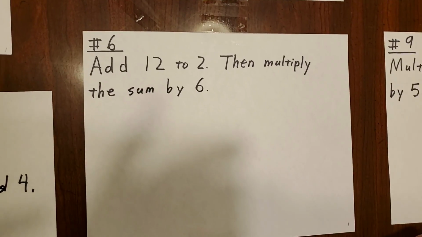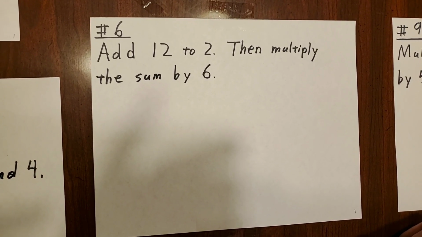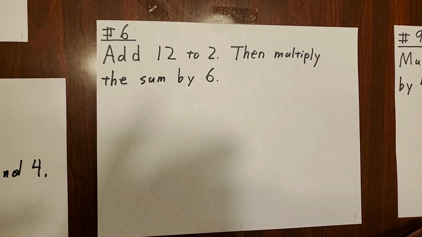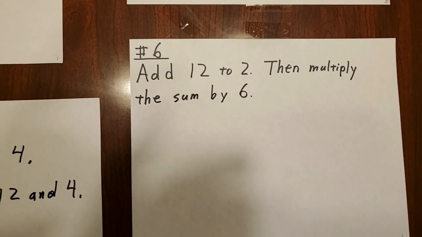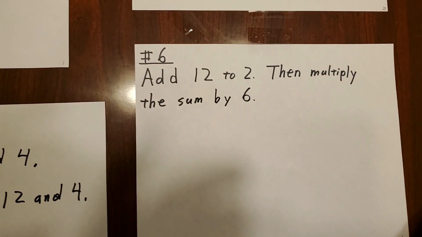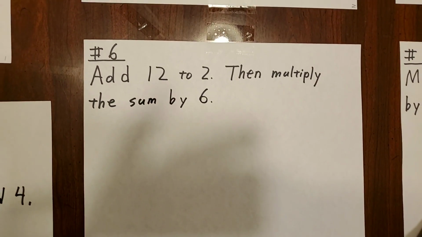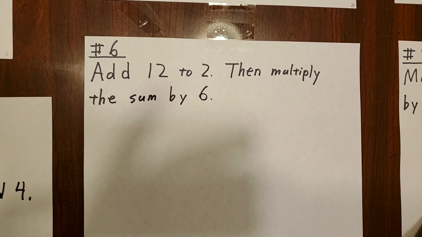Let's see what this says. Number 6. Add 12 to 2. Then multiply the sum by 6. When you look at this problem, what do you notice? You notice that there are two operations you have to do, and there are two sentences. First, it asks us to add 12 to 2. Then we multiply the sum by 6.